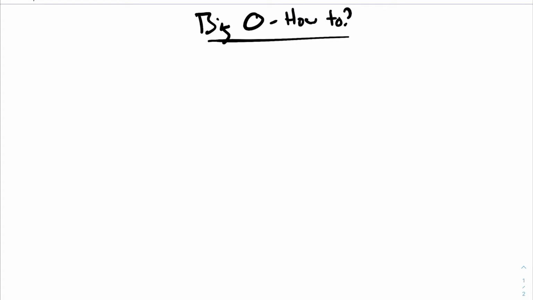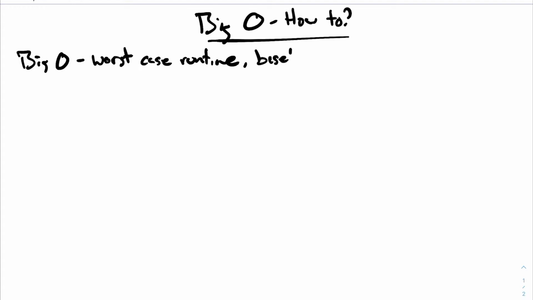Remember that big O represents the worst case running time, and it does so based on the size of the input, right? So we're going to be looking at functions with the idea of how the size of the input changes the runtime of these algorithms, right? The time complexity.